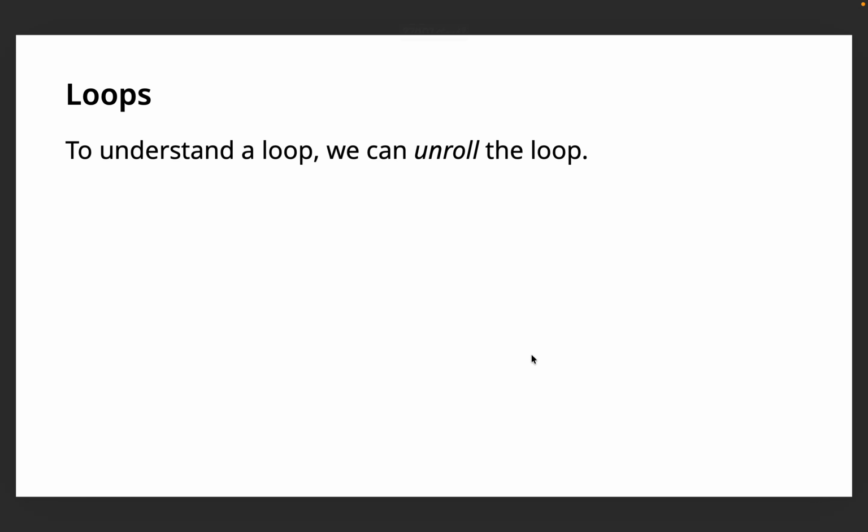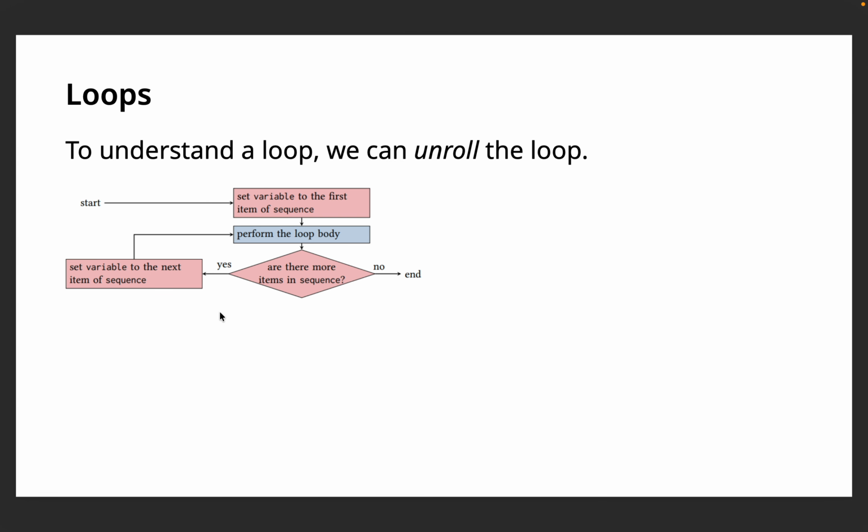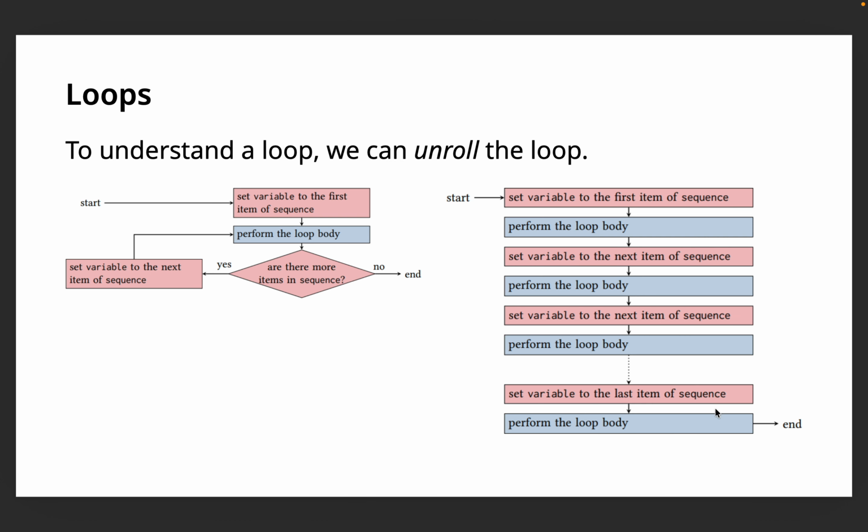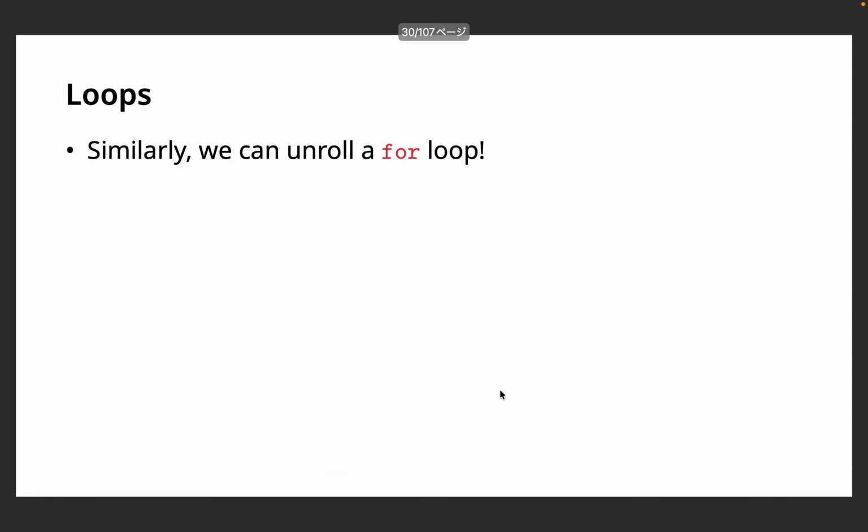So the idea is to visualize what's actually happening. We can unroll that loop. So from this, we can turn that to this linear thing. So the first thing you do is still setting the variable. Then you're just going to turn this into a series of operations. You're going to do that again and again. So perform the loop body, then set the variable to the next item, and so on and so forth, until you're done with the actual sequence.